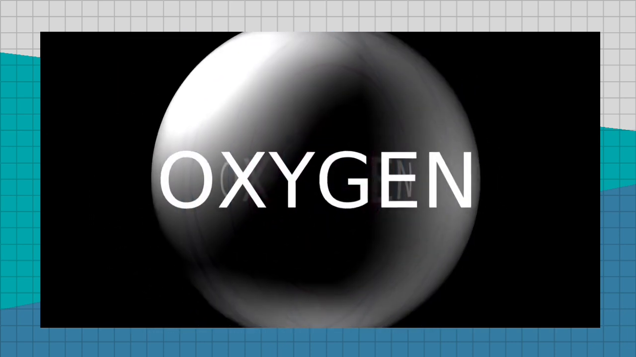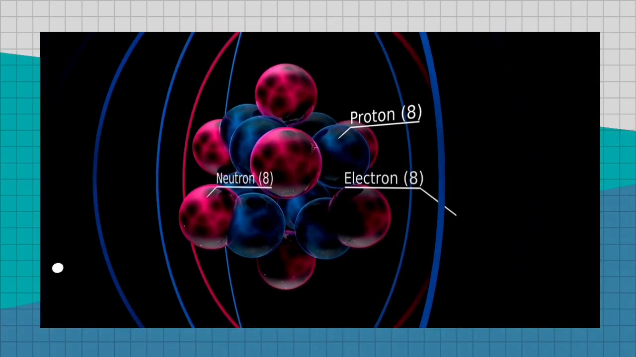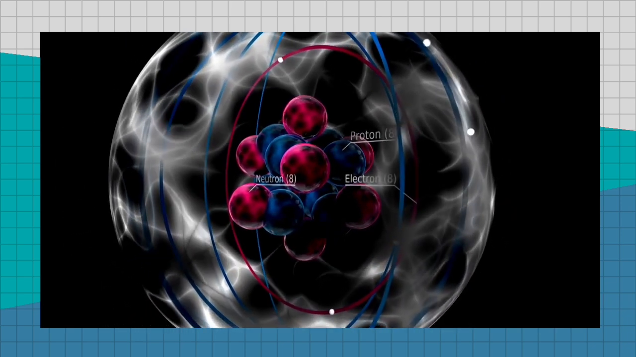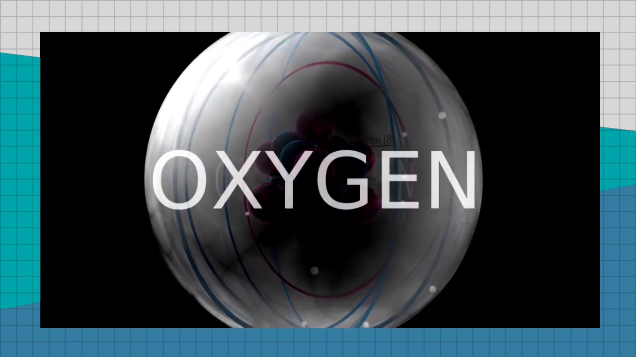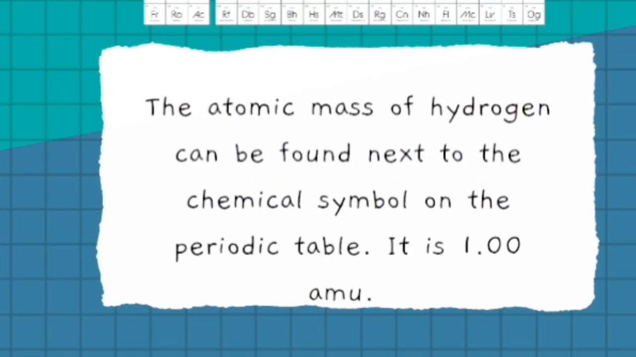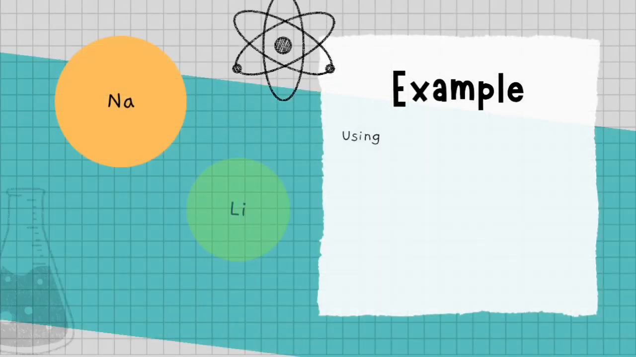Therefore, the mass of an atom in atomic mass unit is approximately equal to the number of protons and neutrons, which is also its mass number. Here in our example, the atomic mass of hydrogen can be found next to the chemical symbol on the periodic table. It is 1 atomic mass unit.